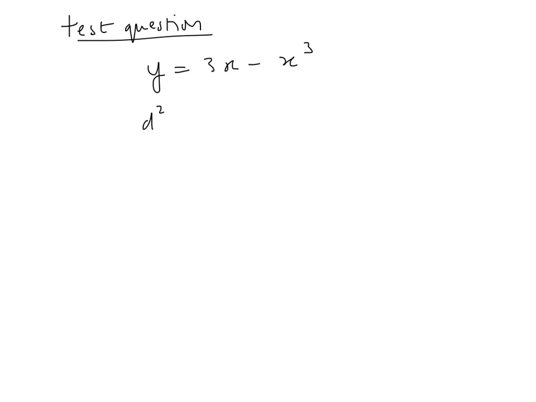Right, as a test question for the form, what I'd like you to do is for y equals 3x minus x cubed, find the second differential, d squared y over dx squared, find an expression for that and enter results in the form.